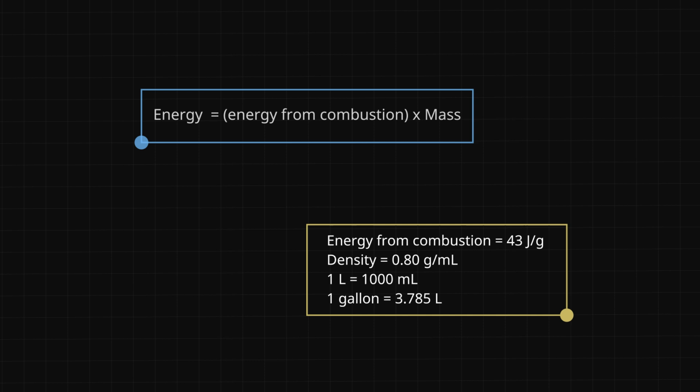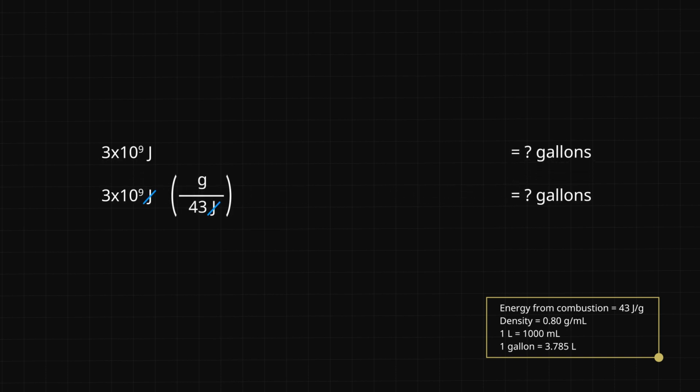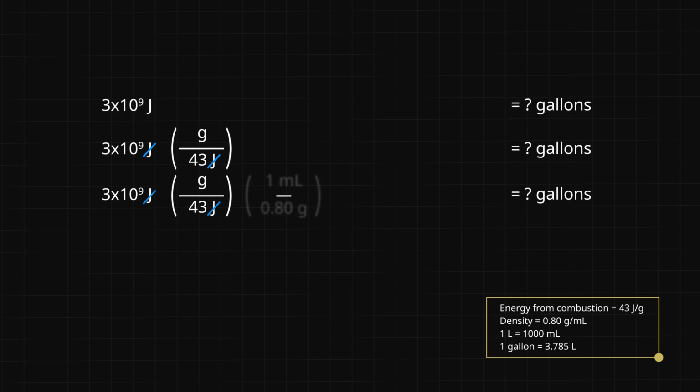We can write this as a proportional relationship. We also have some unit conversions we'll need to get all the units to cancel out correctly. So our given here is that we need 3 billion joules of energy. Our target is the volume of kerosene in gallons. So we can use the energy from combustion to get from joules to grams of kerosene. The density gets us from grams to milliliters.